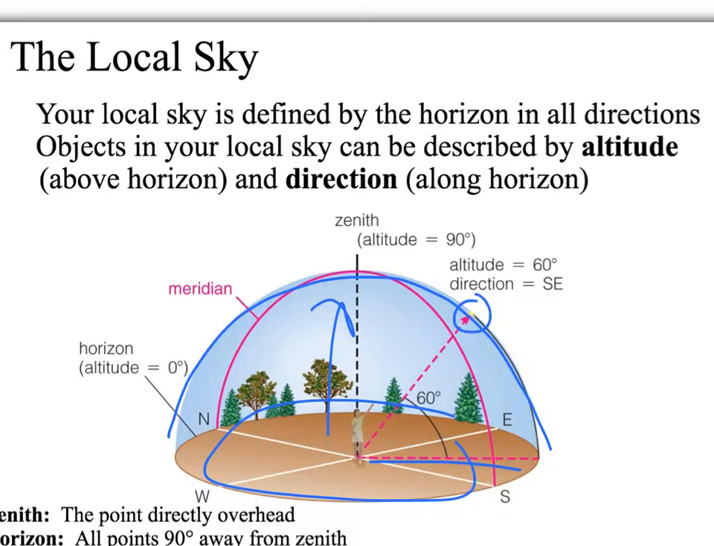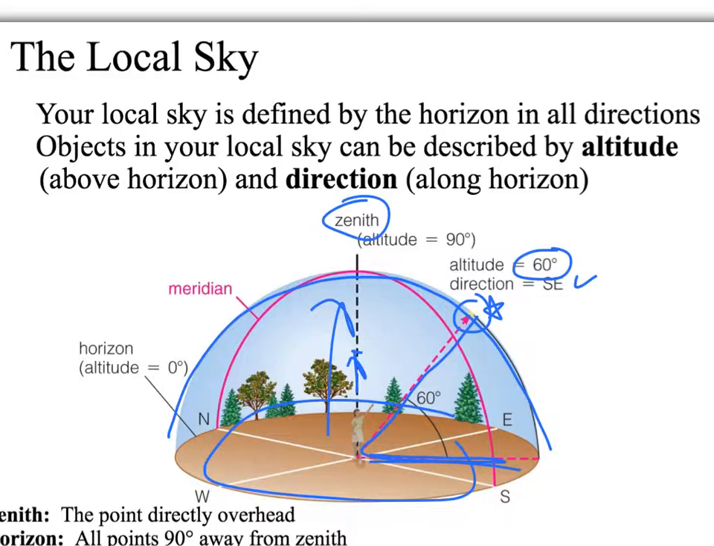For instance, this gal is pointing at the sun. The sun is located, it's got an altitude of about 60 degrees. The direction is southeast, so she has identified the sun on her local sky. A few things about our local sky: we have something called the zenith, and that actually is straight up overhead, an altitude of 90 degrees.